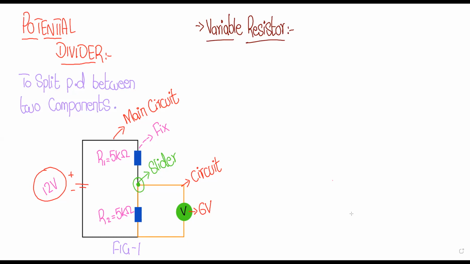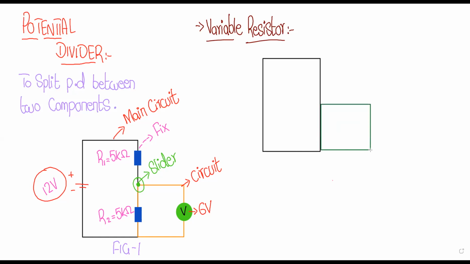Let's suppose there is a circuit again, the main circuit, and the other is connected with the potential divider. Again, the values are the same. Let's suppose 12 volts is passing from the main supply, and two resistors are connected.